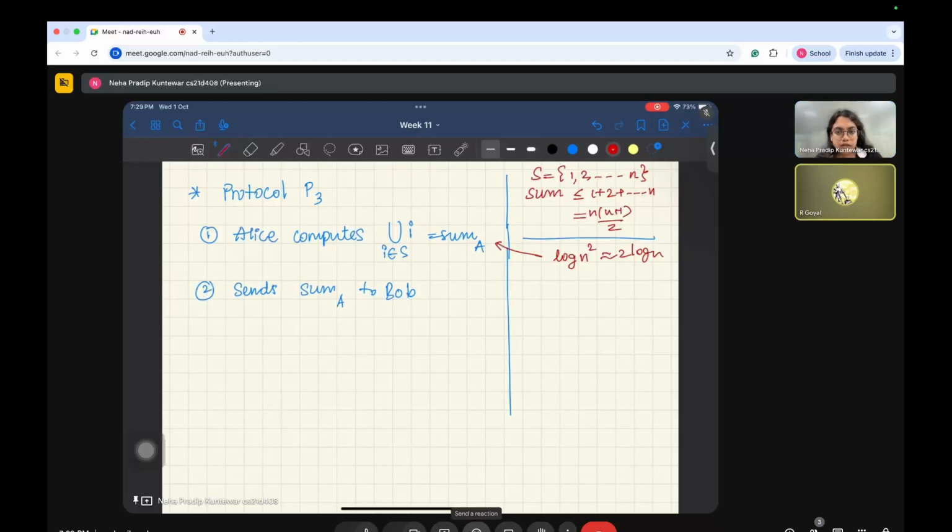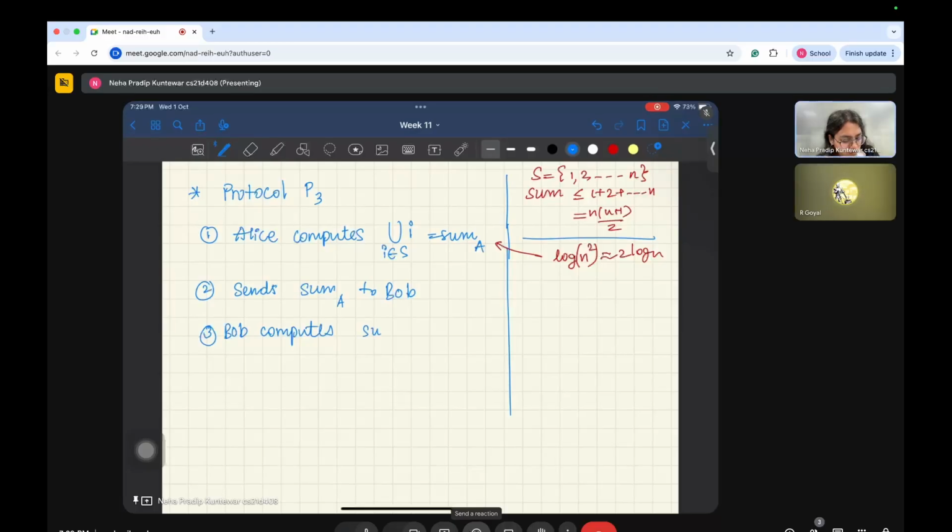Yes, I forgot this thing. The sum would be of the order of n squared. So now Bob has this sum. Now how does Bob compute the average? Bob will compute the sum of his set, and that value would again be of the order of n squared.